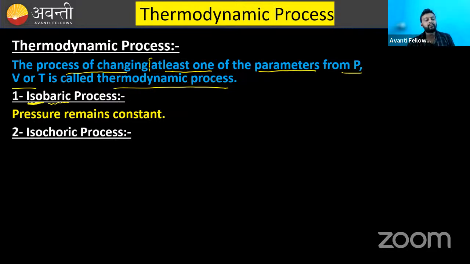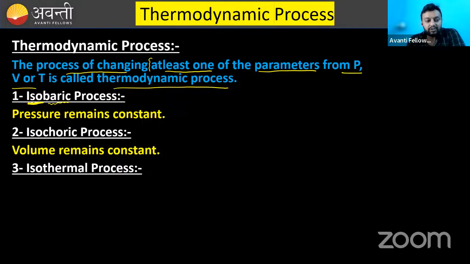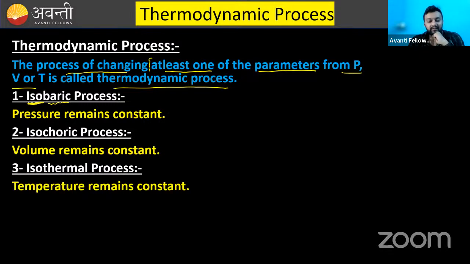Similarly, the isochoric process. Iso means constant. Choric is generally used for volume. So the process in which volume remains constant is known as the isochoric process. Another thing, the isothermal process. You can easily understand it: the process in which temperature remains constant. Very simple things. So you have learned three processes: isobaric, isochoric, and isothermal.